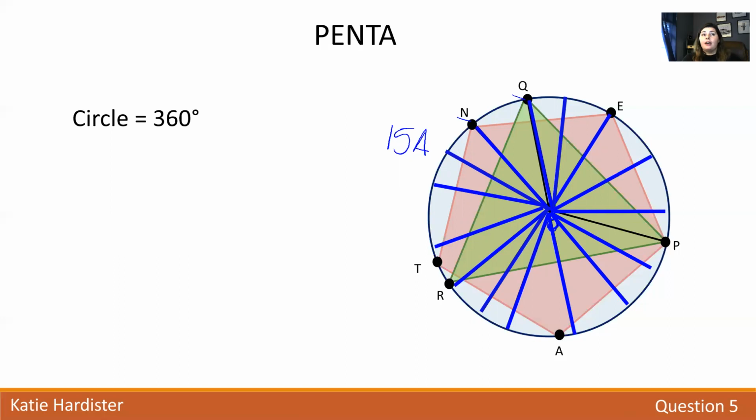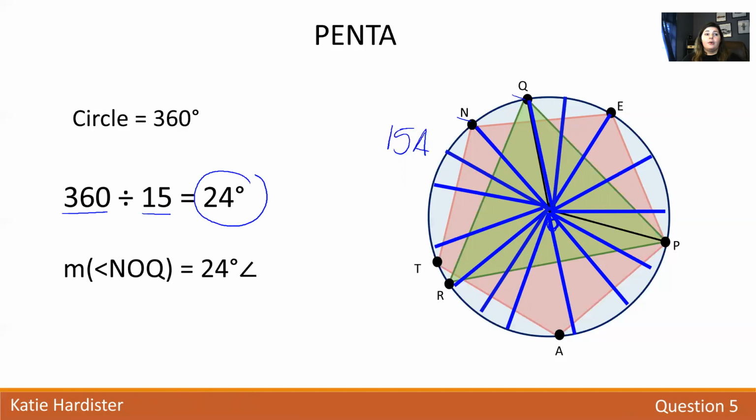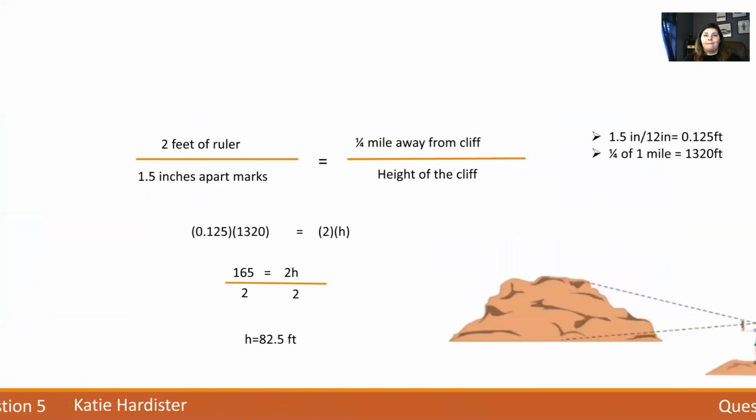So I know that my circle is 360 degrees. If I divide 360 by 15, because I have 15 equal triangles here in my pentagon, then I would see that it is 24 degrees. So angle NOQ is equal to 24 degrees. And that's how we solve that.